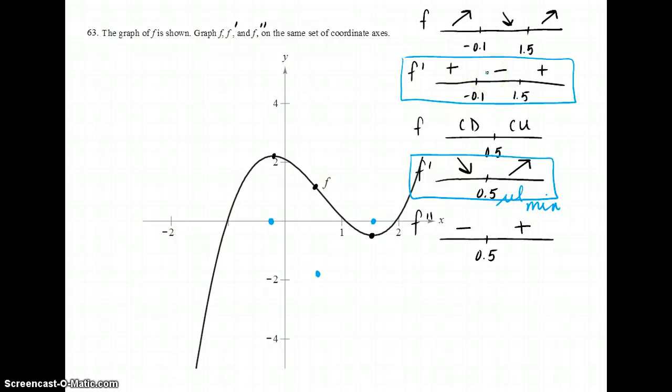First derivative is positive, then negative, then positive. Positive is above the x-axis, negative is below the x-axis, positive would be above the x-axis again. F prime, my pencil will start out coming down, so decreasing until 0.5, increasing after, and then we can verify that this portion of the derivative graph is above the x-axis, then below and above the x-axis again.